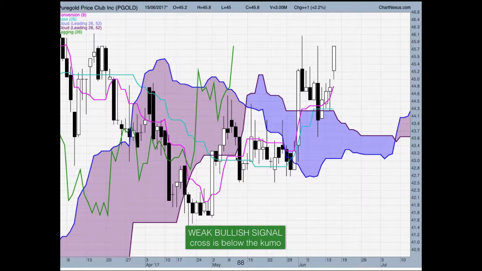Now, a weak bullish signal is produced if the Tenkan-sen crossover happens below the Kumo. P-Gold made a weak bullish signal when the Tenkan-sen crossed above the Kijun-sen below the Kumo. Now after this crossover, price moved sideways below the Kumo. It retested its support and then went on to break the Kumo. After the Kumo breakout, it retested the Kumo resistance, now a support, and then proceeded to make an uptrend.